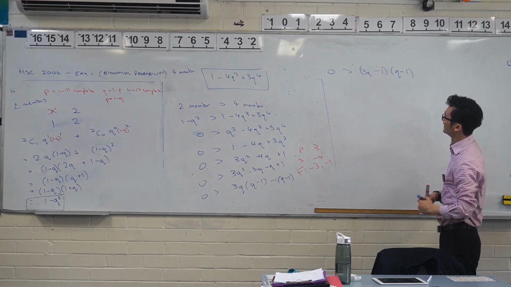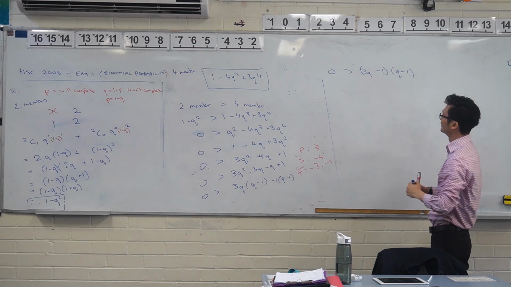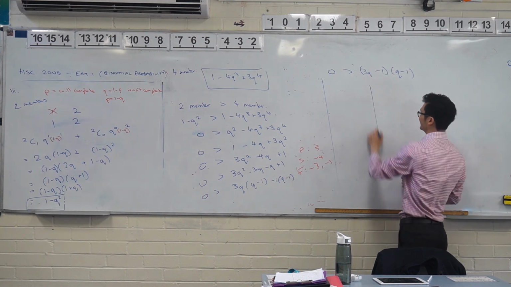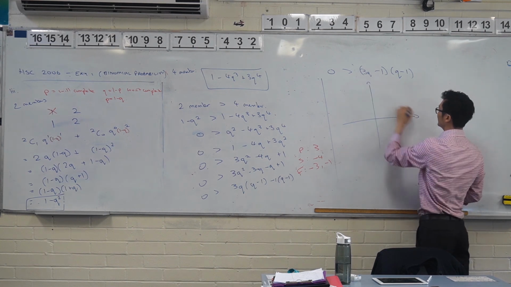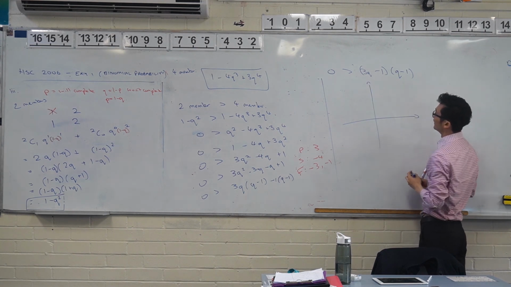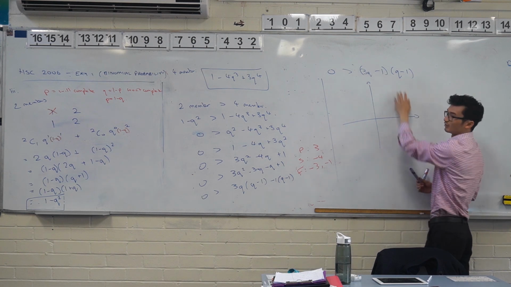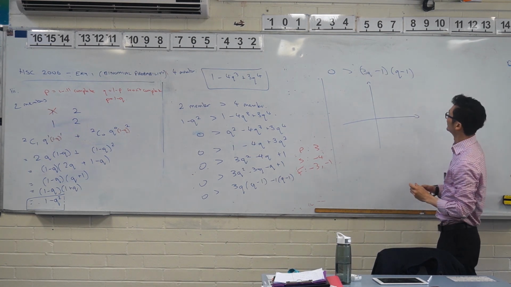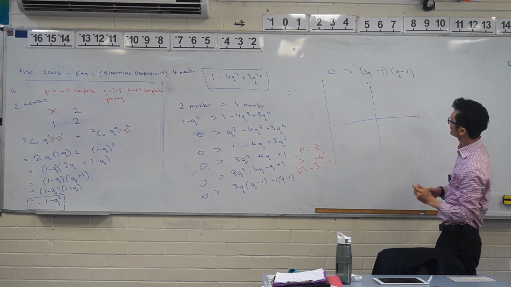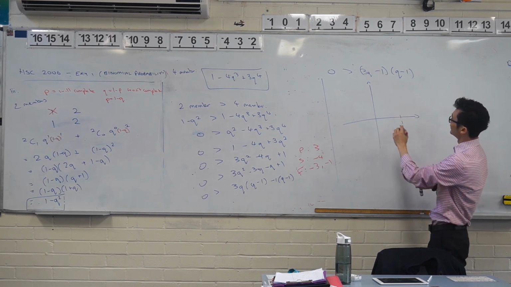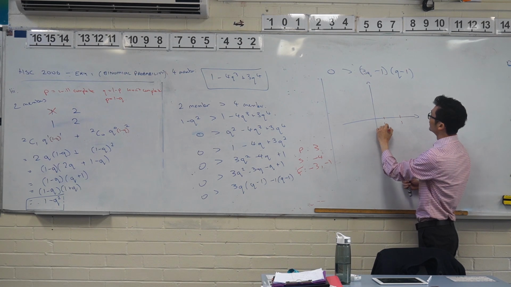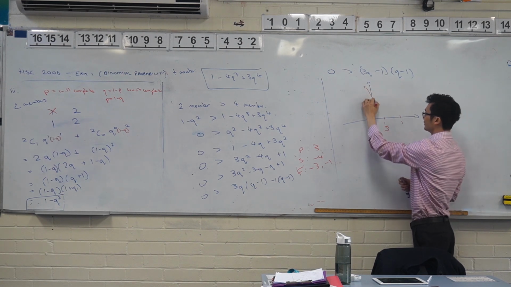Okay, so then how do we sketch this? Do a graph and then do the above 0 thing. So above 0, let's have a look. This here is a parabola. What are its intercepts here? 1 and 1 over 3. Good. So that looks like this.